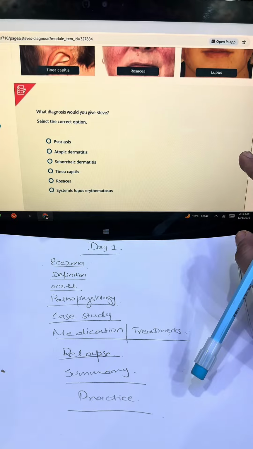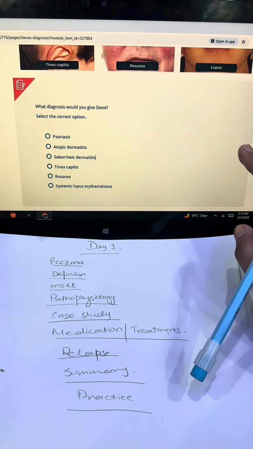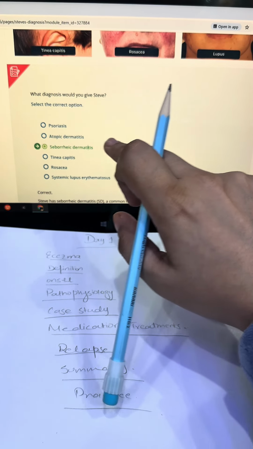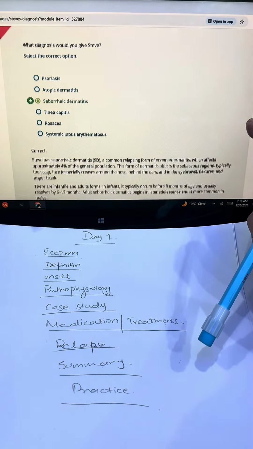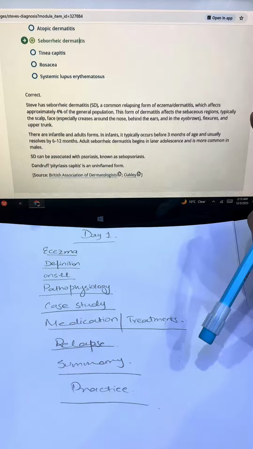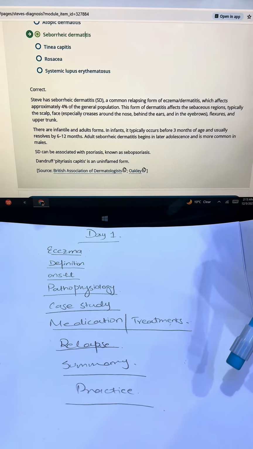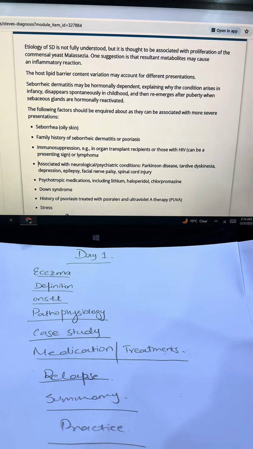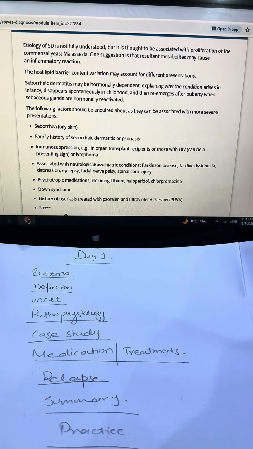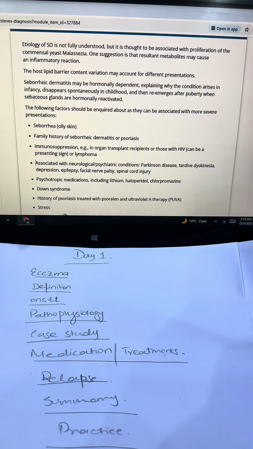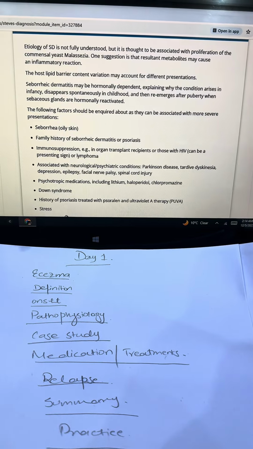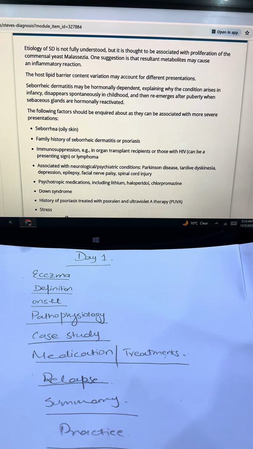And what would you give Steve? Seborrheic dermatitis. Yes, the correct answer is seborrheic dermatitis. Here is the explanation about the correct answer, which is seborrheic dermatitis. The etiology of seborrheic dermatitis is not fully understood. It may be the proliferation of Malassezia yeast, which is a yeast.